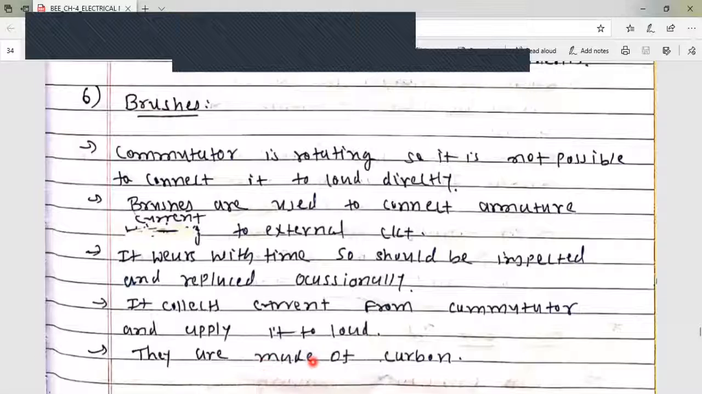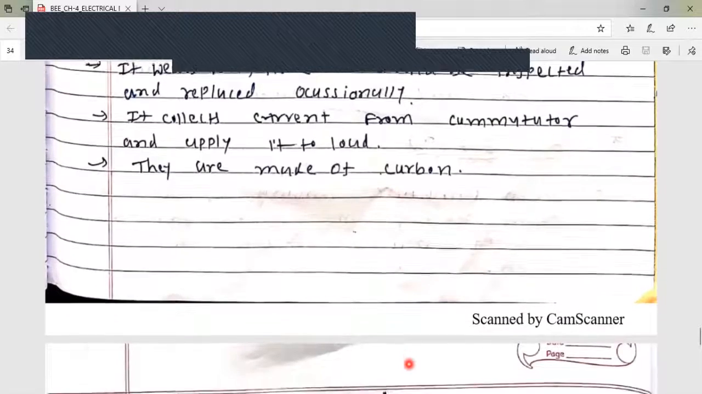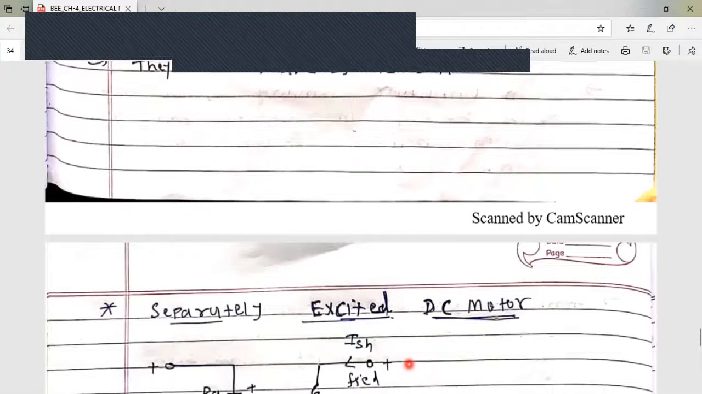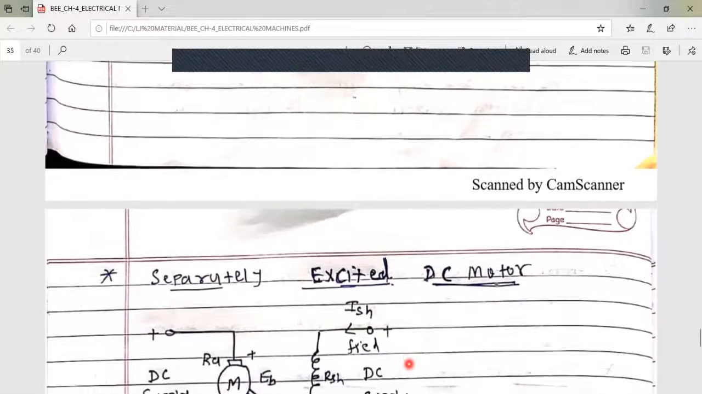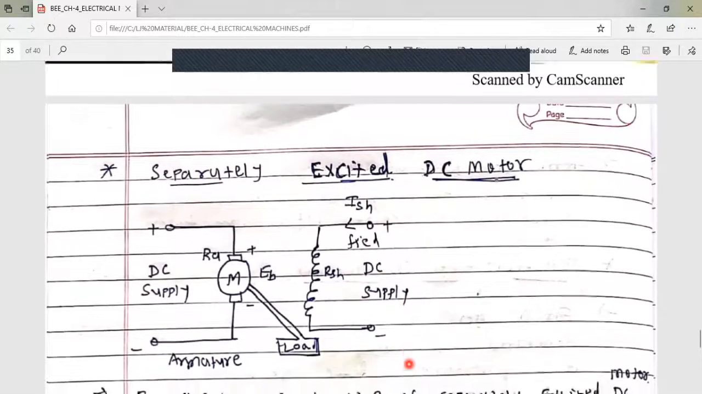They are made up of carbon. So basically, the function of brushes is to pass the current from the commutator to the outer circuit or load. Now this is all about the construction of a DC machine. You have to keep in mind pole shoe, armature winding, field winding, commutator, brushes.